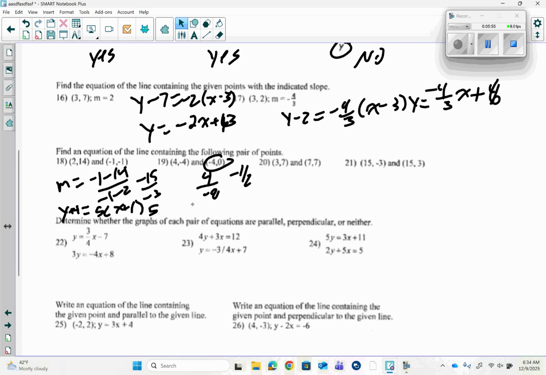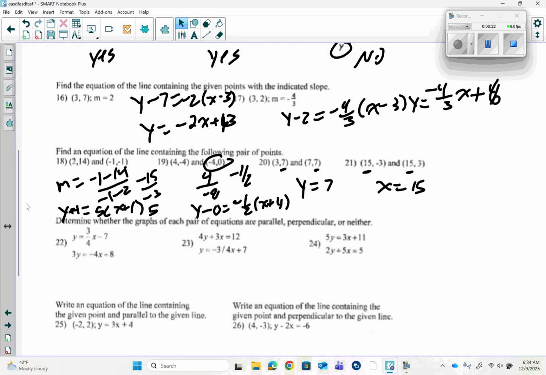If we plug this one in, I'm going to get y minus 0 equals -1/2 times x plus 4. If you multiply this over, this will give you 1/2 x minus 2. That's what y is equal to. This particular one, because our y values repeat, is just y equals 7. This one, because our x values repeat, it's just going to be x equals 15.